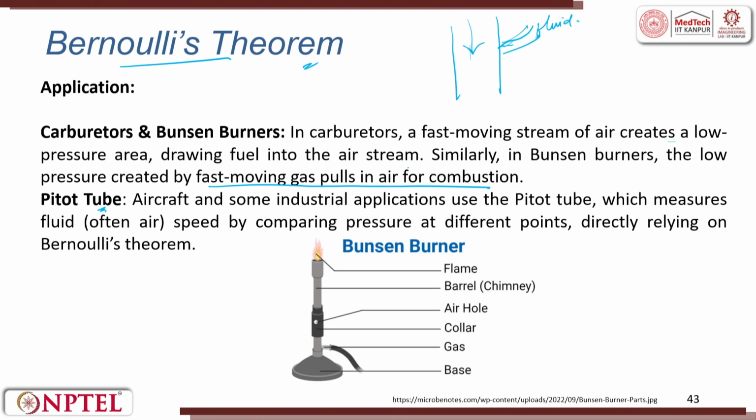The pitot tube is used in aircraft to measure the pressure. Aircraft and some industrial applications use pitot tubes, which measure the fluid speed by comparing the pressure at different points, directly relying on Bernoulli's theorem. So they measure at different points and then they try to tell you what the pressure there is.